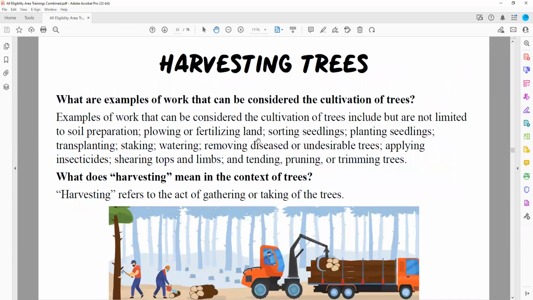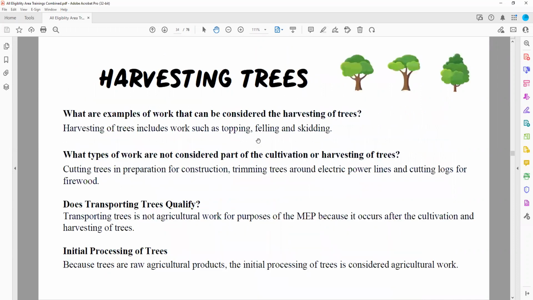Moving to a different area, cultivation of trees and harvesting of trees is also eligible. A lot of different things you could be doing with that: planting, seeding, staking, removing. Harvesting could be gathering, and they're actually cutting the lumber. So this could be topping, felling, skidding. What would not be considered part of harvesting trees or cultivation of trees would be those that are trimming trees around electric power lines, cutting logs for firewood. This would no longer be eligible for us.